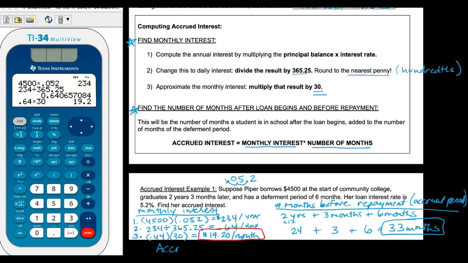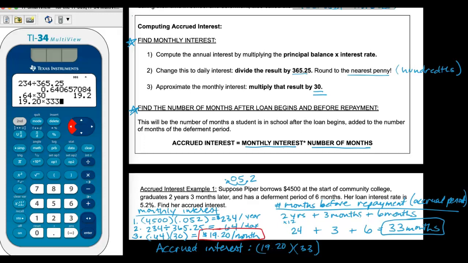So I'm just going to write accrued interest. So that's the total, it's just going to be $19.20 times 33. Oh, not 333. We're going to go back and hit the delete button. There we go. And so we get $633.60. And so this would be the interest amount that would actually end up being added to her principal when the monthly payment is calculated. But that's something you'll do later on. Okay, so let's look at another example.